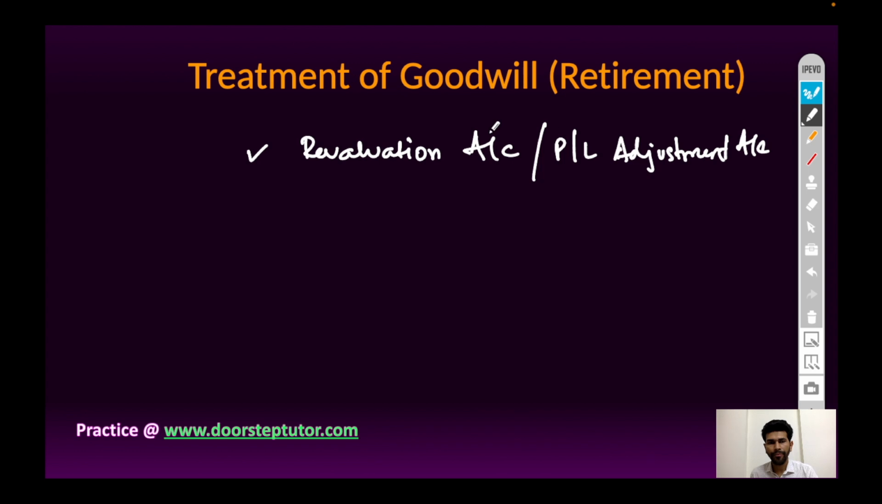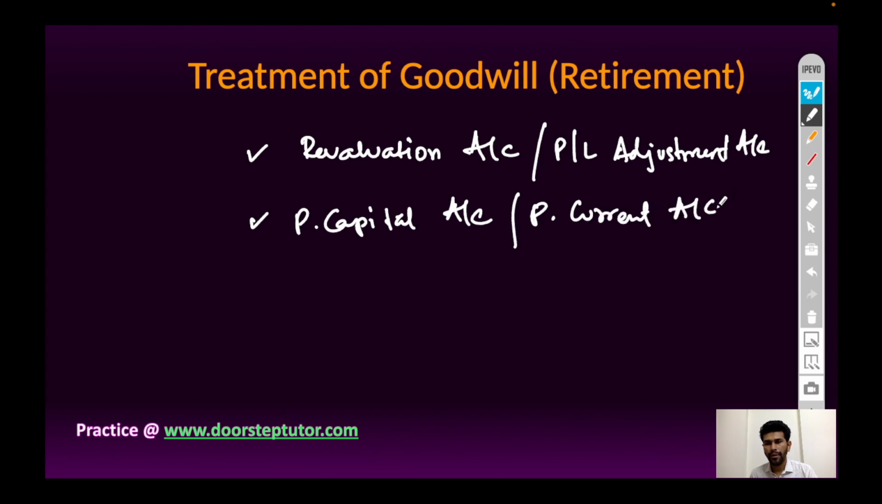Both are same, and the second effect will be on partners' capital account or partners' current account. If the fluctuating capital method is followed, then the entry will be passed in partners' capital account, and if the fixed capital method is followed, then the entry for goodwill will be passed in partners' current account.